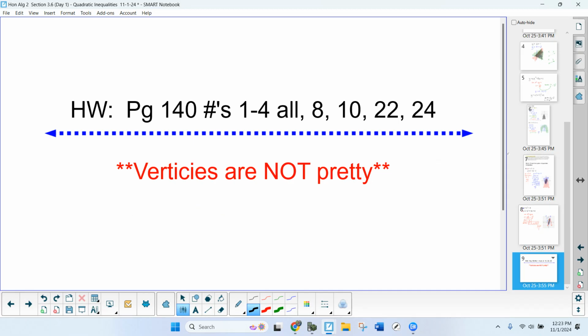1 through 4, 8, 10, 22, and 24. I don't think you're graphing all of them. I was just going to look real quick because that feels like a lot. Yeah, the first 4 are matching. Okay. First 4 are matching.